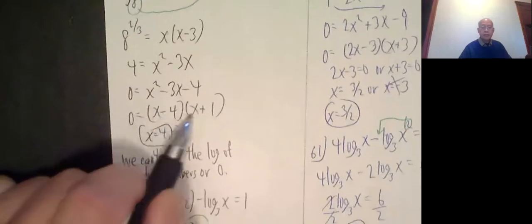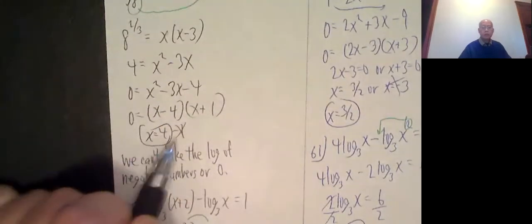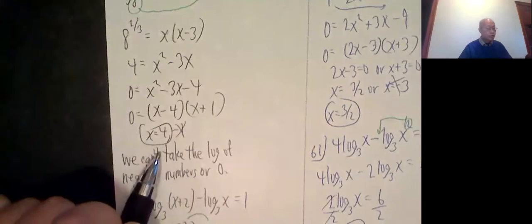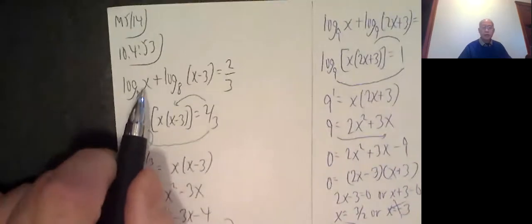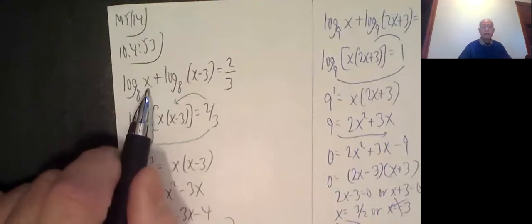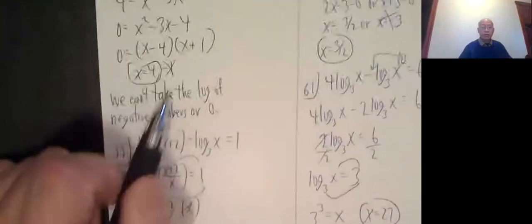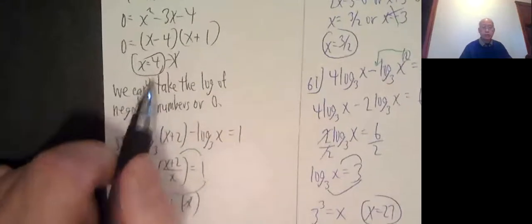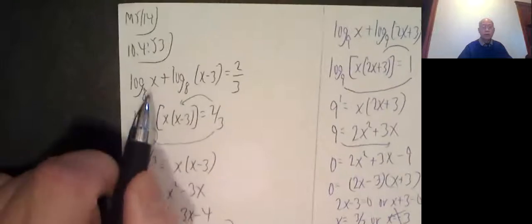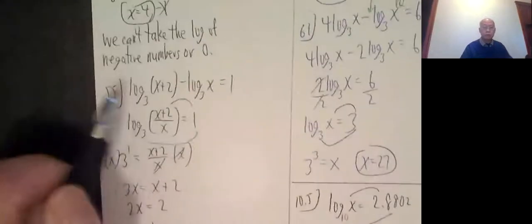Factor. x minus 4, x plus 1. So x is 4 or negative 1. But I have to throw out the negative 1 because if I plug in negative 1 here or here, I'll be taking the log of a negative. And we're not allowed to take the log of a negative number or 0. If I plug in 4, I'm going to be okay. I only have positive quantities. So I keep the 4.